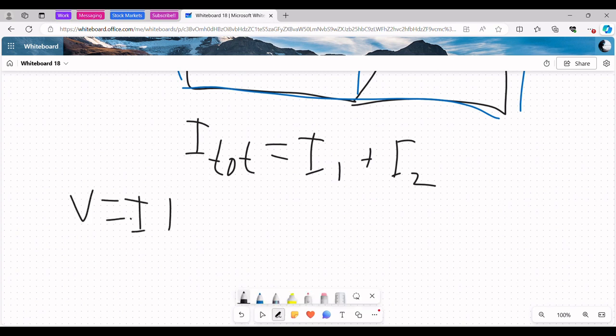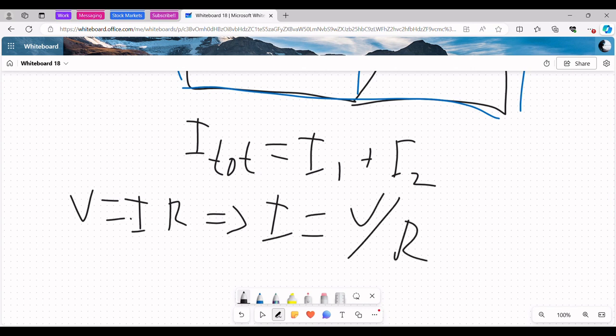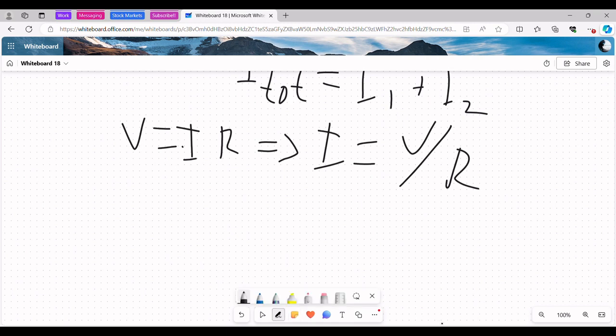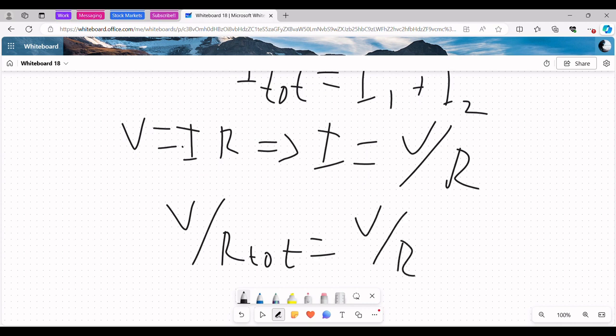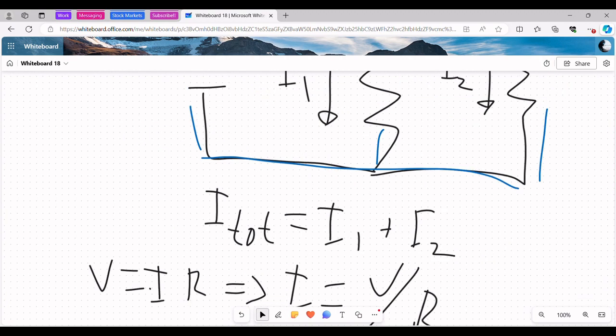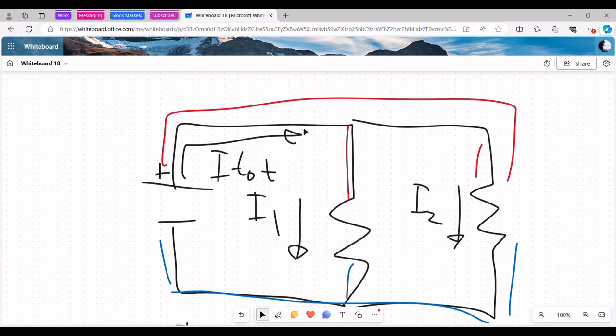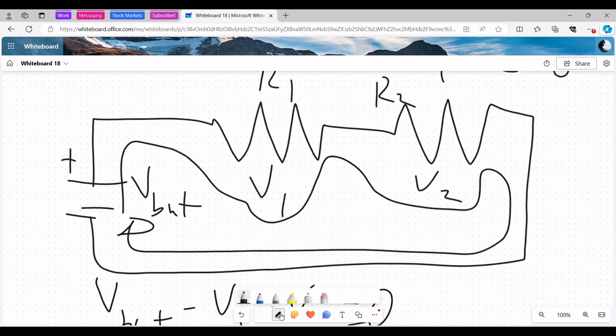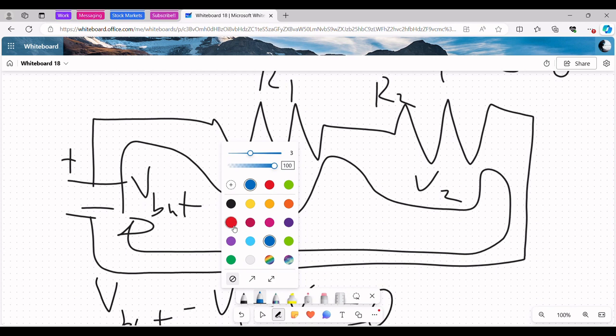Now we'll use Ohm's law again. V equals IR, and by rearranging, this means that I equals V over R, just by rearranging the formula a little. And we get that V over R total equals V over R1 plus V over R2. Because in this case, the voltage going across all of them is the same. In the series case, up here, the voltage going across all of them isn't the same. We have a higher voltage here.